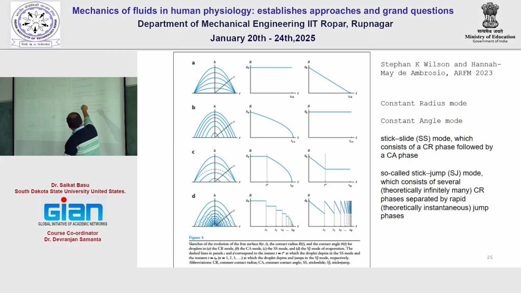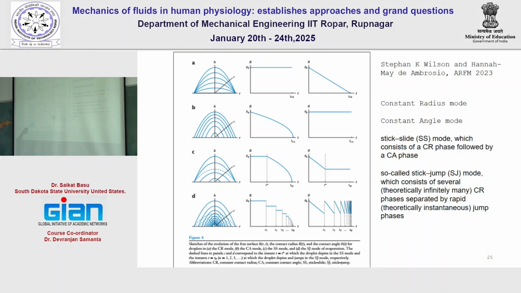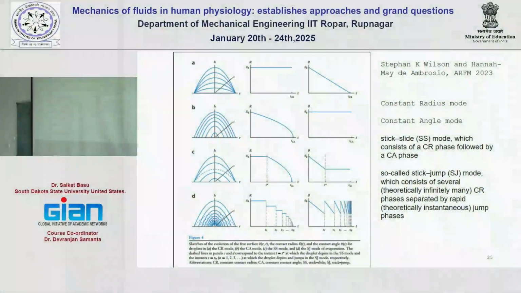Likewise, the other mode is called the constant angle mode. You can see here that it is gradually reducing. The radius is decreasing, but it is a self-similar profile. The contact angles in most cases are constant. So it is called the constant contact angle mode.